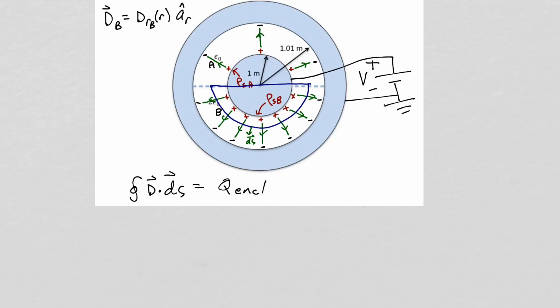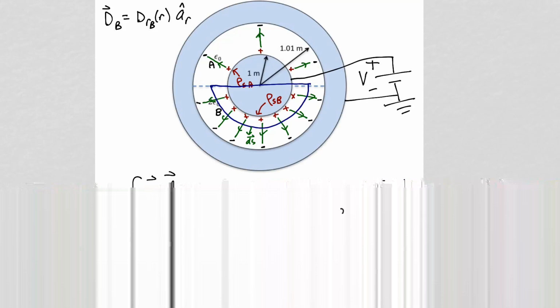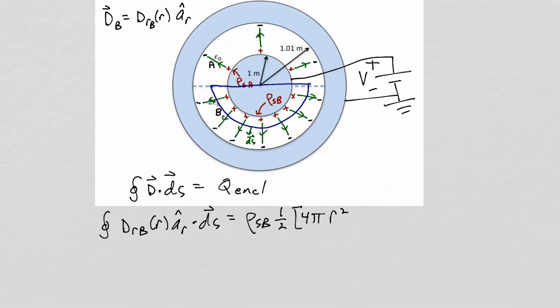Okay, so D has the form D sub RB in the r direction, and the charge enclosed will be the surface charge density, rho sub SB, times our area. So that will be half the surface area of the inner conductor, which would be 1/2 times 4 pi r squared, but r will be the radius of the inner conductor. So I can replace that with 1 meter squared.